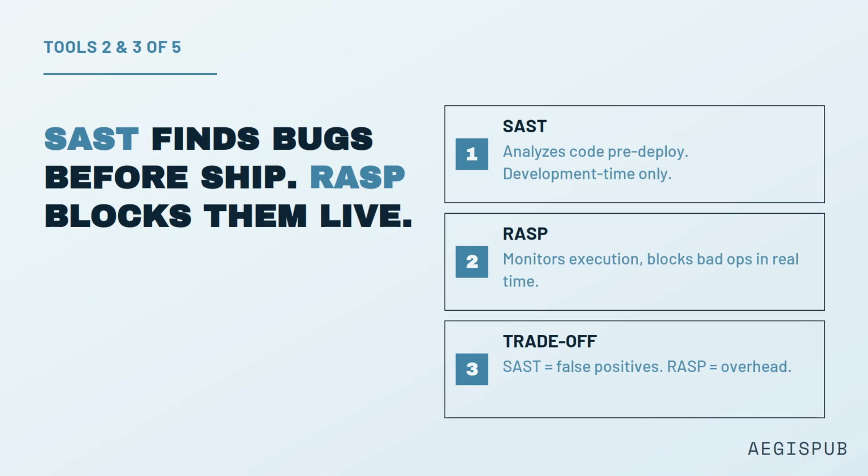The cost is performance overhead and the complexity of integration. RASP requires deep knowledge of the application runtime, careful configuration, and ongoing maintenance as the application evolves. But for applications where a missed injection could be catastrophic, the overhead is justified.